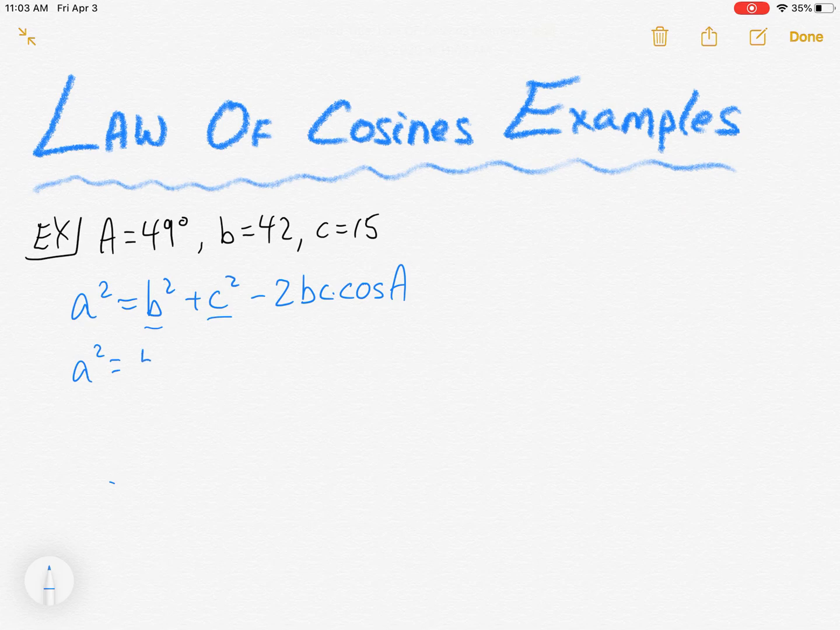The harder ones, most people think, is when the angle's unknown. So that's 42. This is 15. Another 42, another 15. Cosine of 49 degrees. This is really nice to put in your calculator. You can put the square root in the beginning if you want.